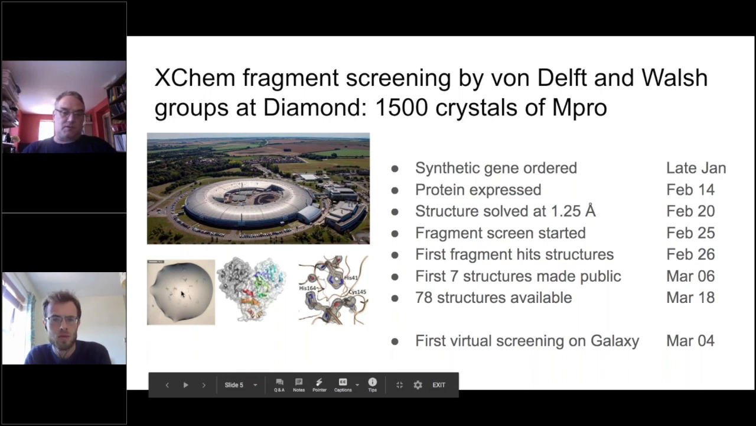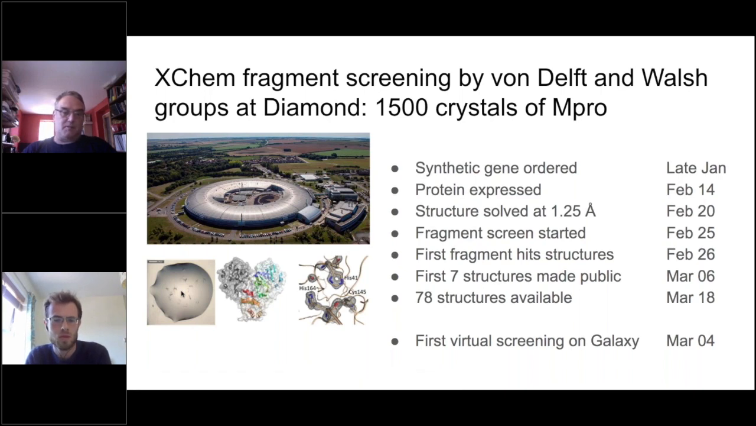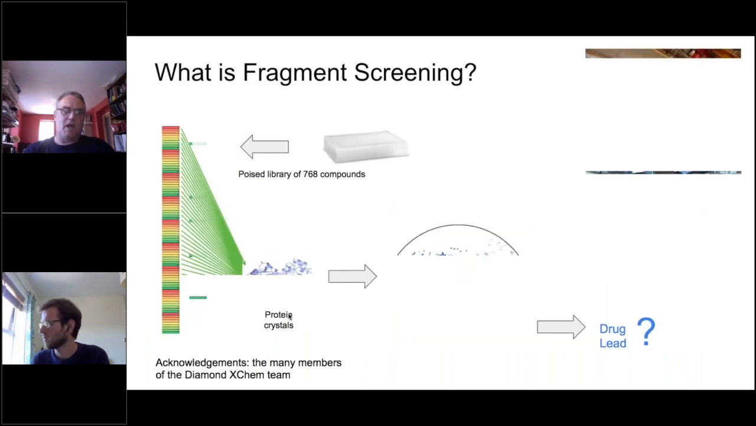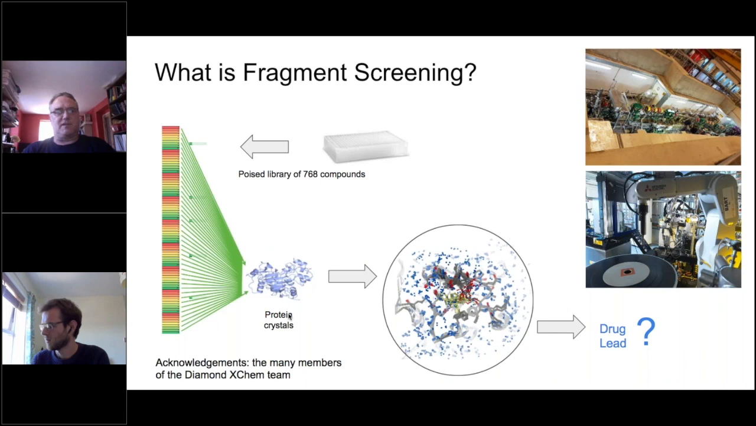You start with some crystals of the protease, and you can then solve for that structure using the X-rays in the synchrotron. You can solve them very quickly and get a very high resolution structure. But what in particular is fragment screening?